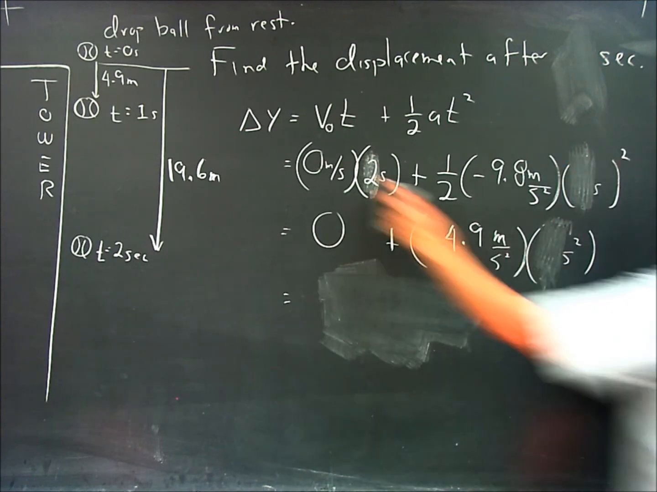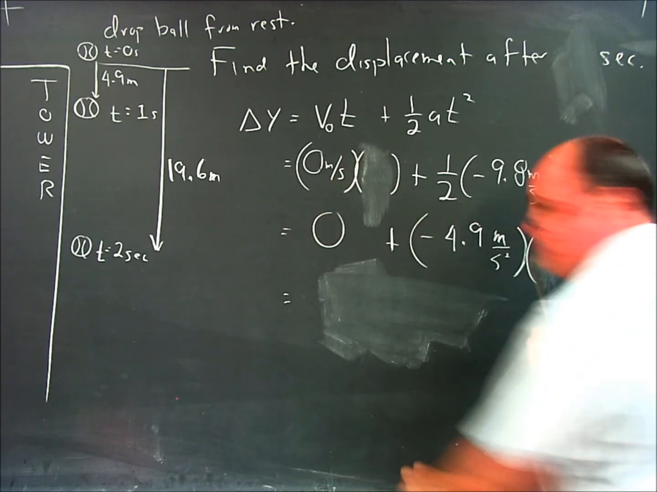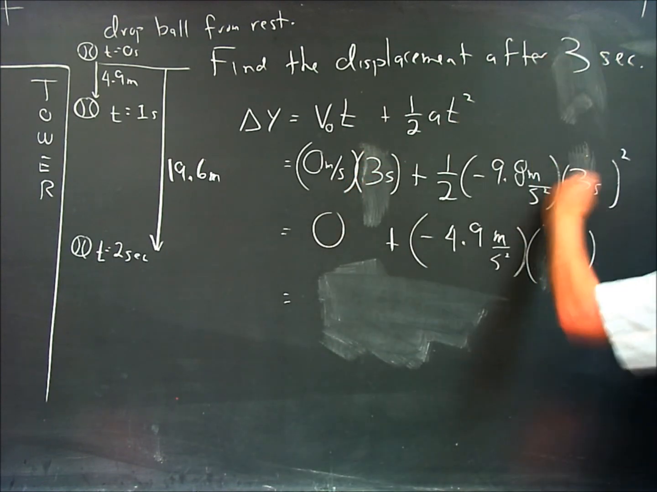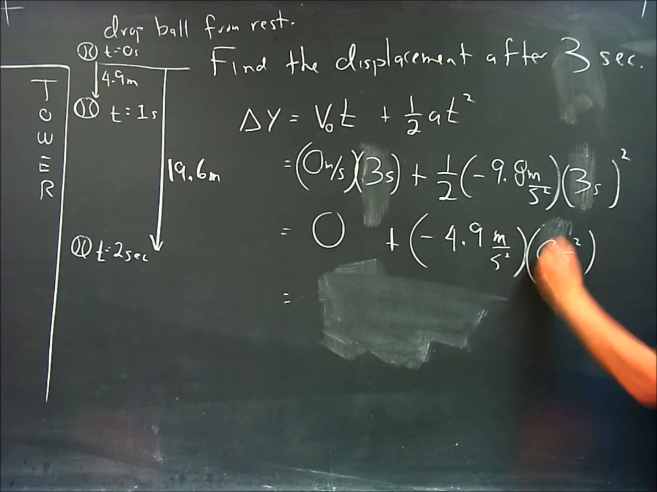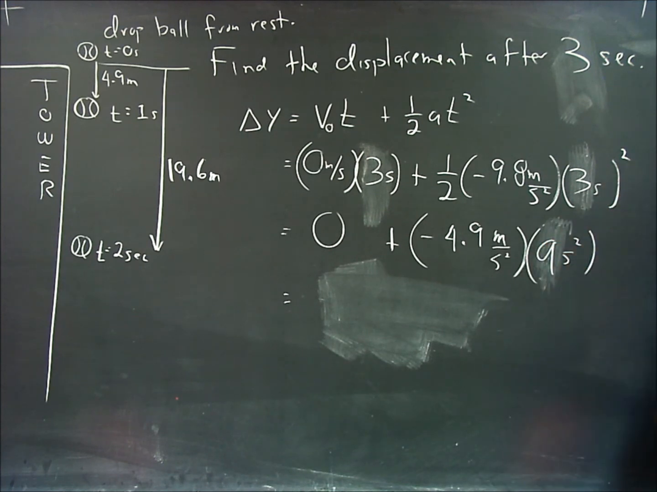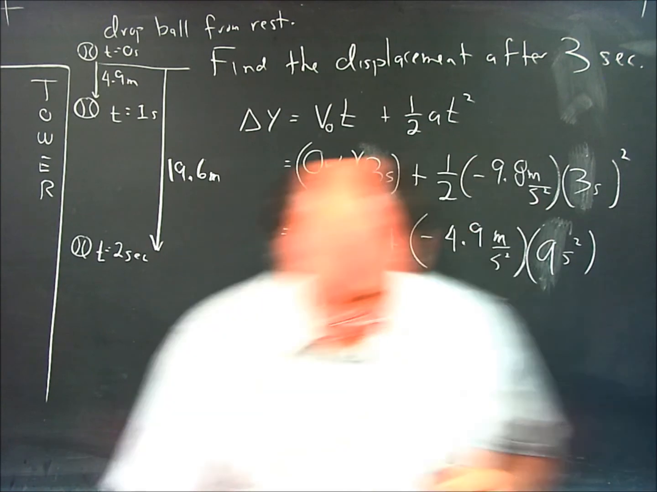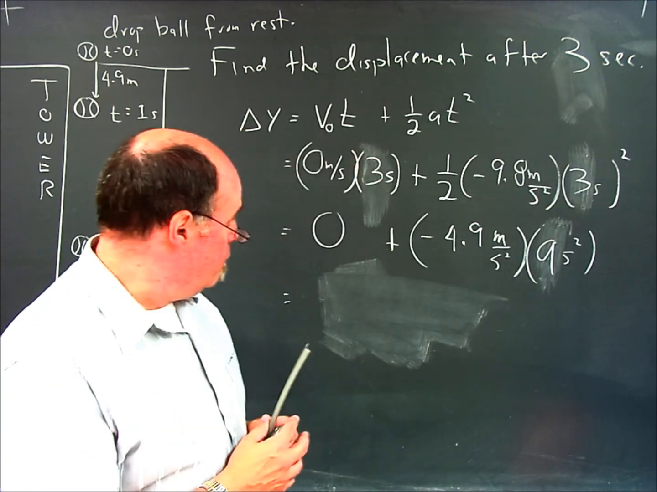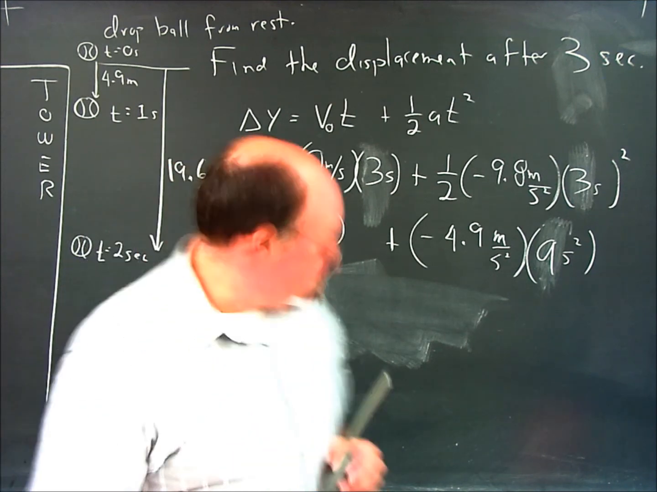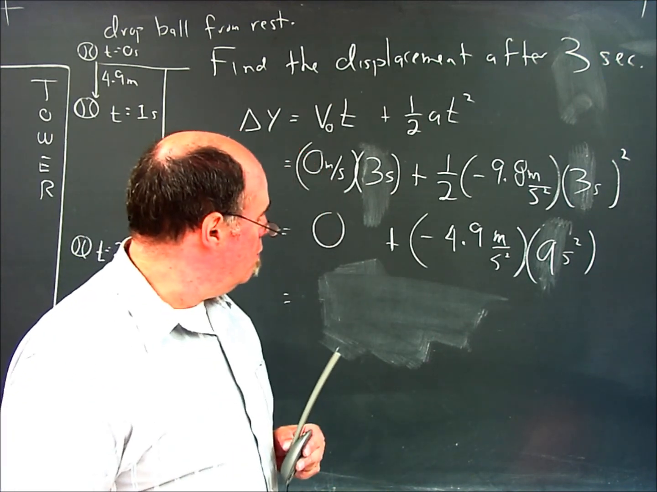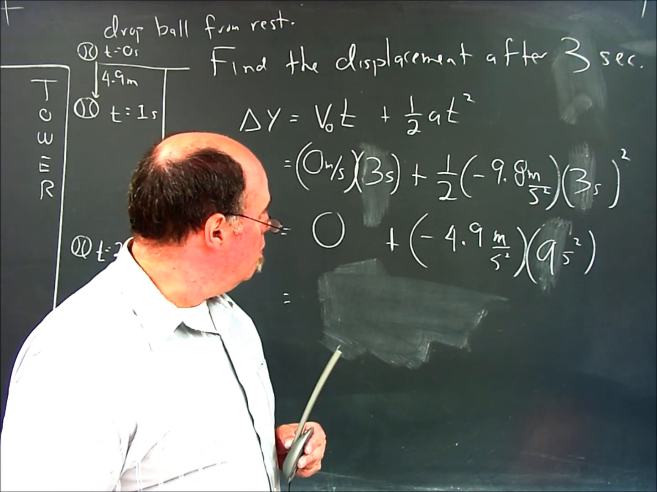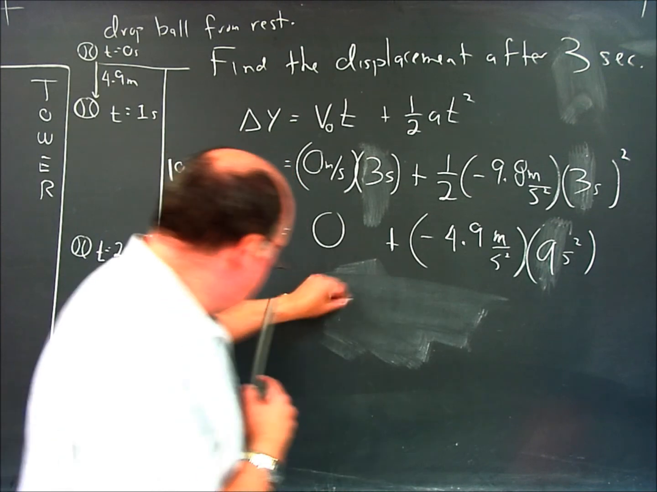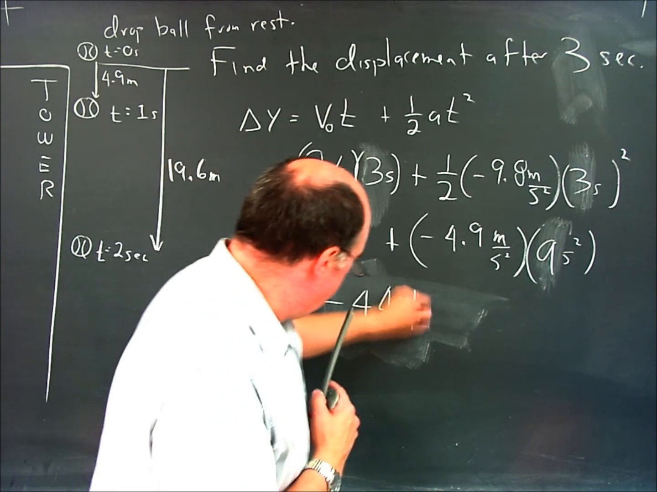Getting all messy here is what's happening. So this would be 3 seconds. This would be 3 seconds. This would be 3 seconds. Take 3, square it, you get 9. Take the unit second, square it, you get second squared. This becomes a number negative 44.1 meters.